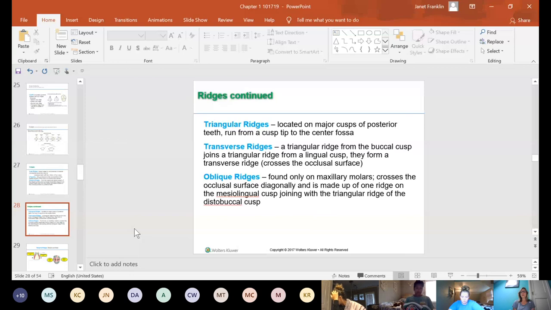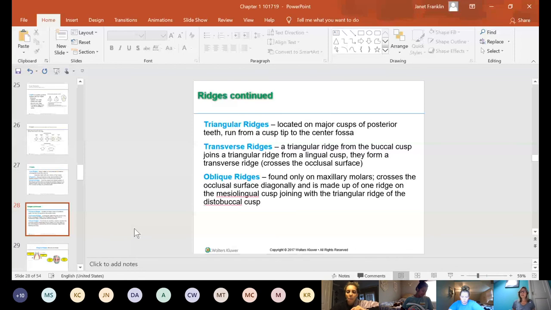Triangular ridges. Triangular ridges are located on major cusps of posterior teeth, and they run from the cusp tip to the center fossa. So you have your cusp like this, and you have another cusp, and you have four cusps on a molar, let's say. So the triangular ridge starts at the top and runs to the center. So they all run and they all meet at the center and have a party. So each one has like a slope. It's like if you had four mountains, each one slopes to the center. And those are your triangular ridges.